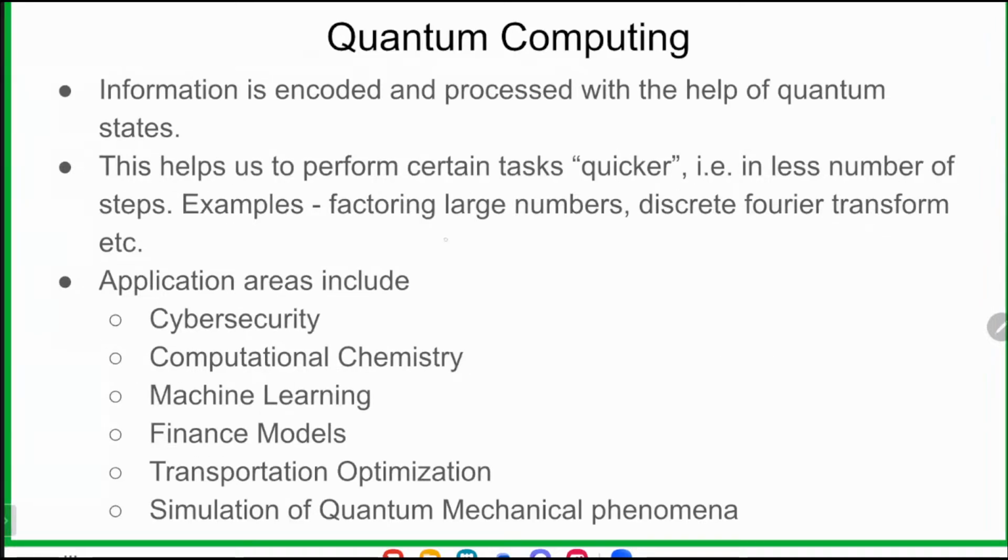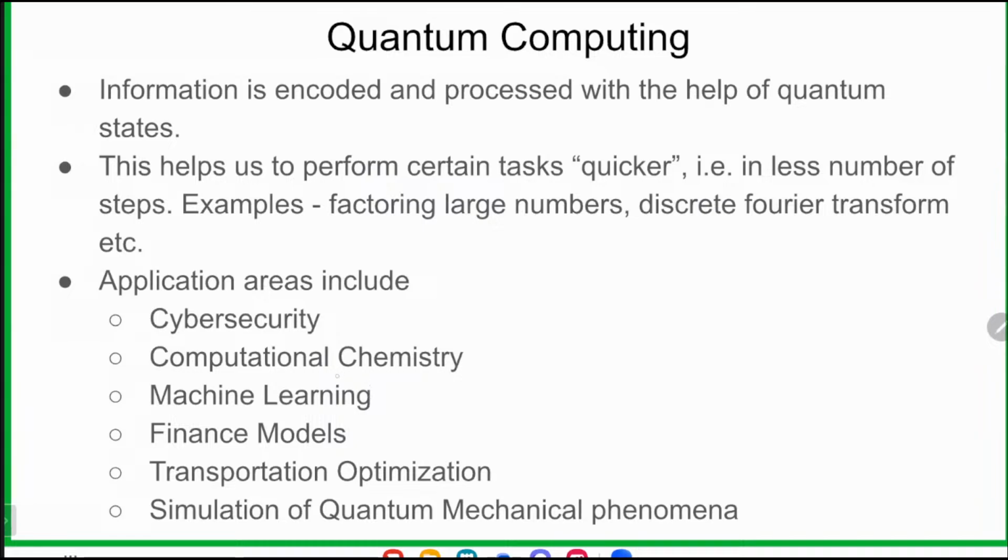factor large numbers very easily, and therefore, if you have a quantum computer with a sufficient number of qubits, you can actually break RSA encryption very easily. So that's one application in cybersecurity. The other applications are in computational chemistry, machine learning, finance models, transport optimization, etc.